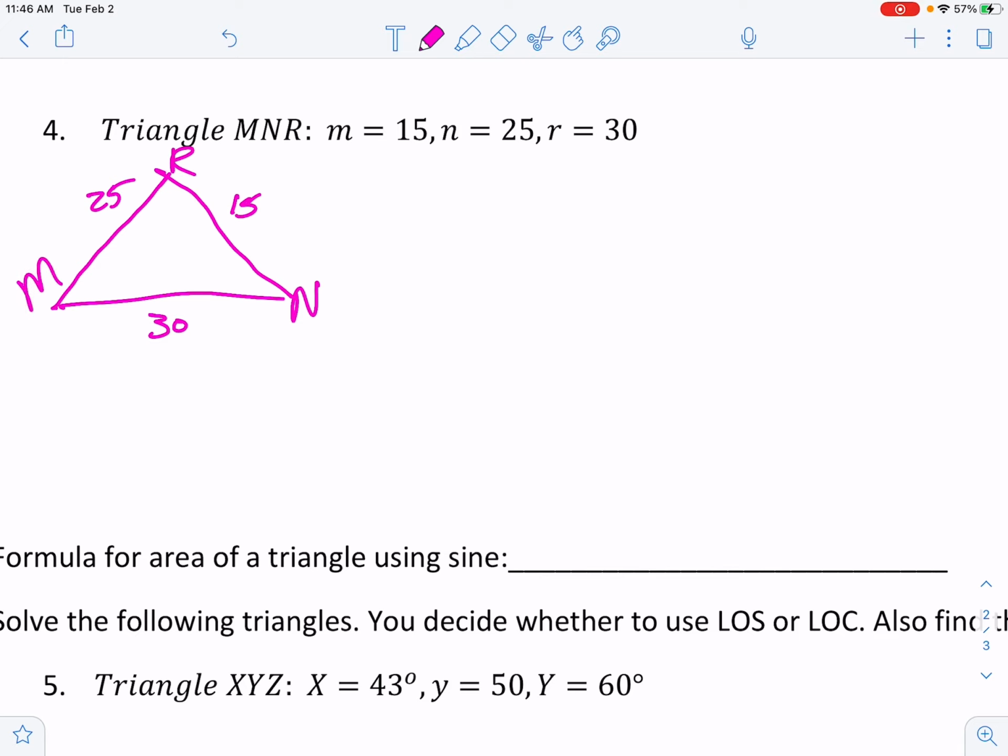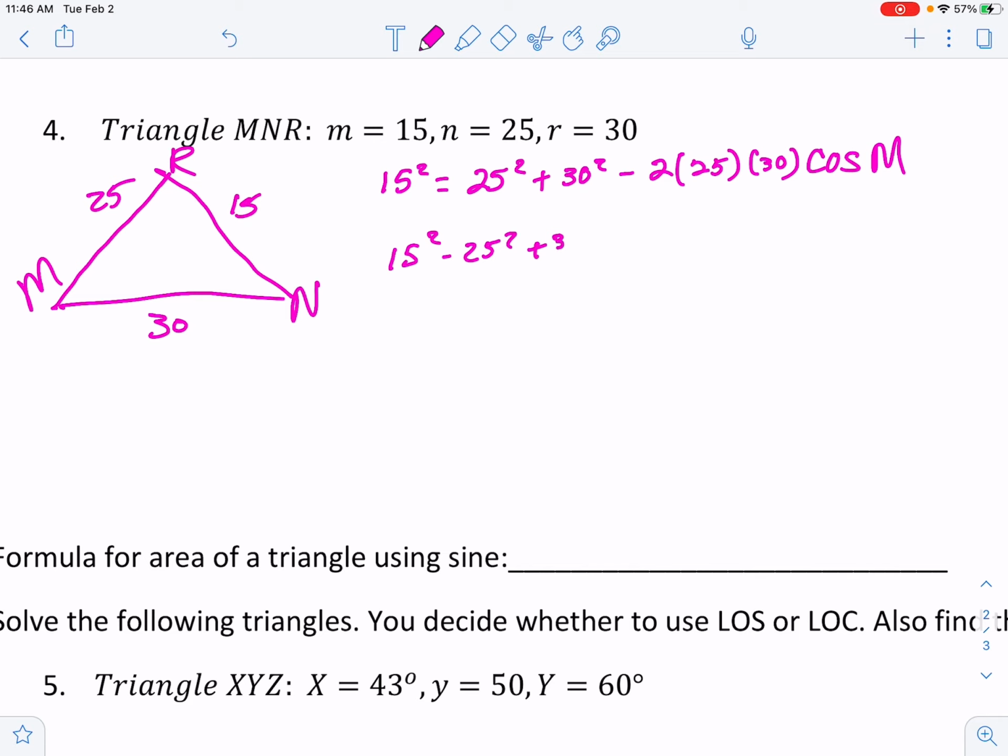So I just picked one. I did it this way. 15 squared equals 25 squared plus 30 squared. It's the other two sides. Minus 2 times 25 times 30 times the cosine of m. First time I did it with sine and it didn't work. So you end up with 15 squared minus 25 squared minus 30 squared, sorry. I do it opposite of that thing. And you divide by negative 2 times 25 times 30.